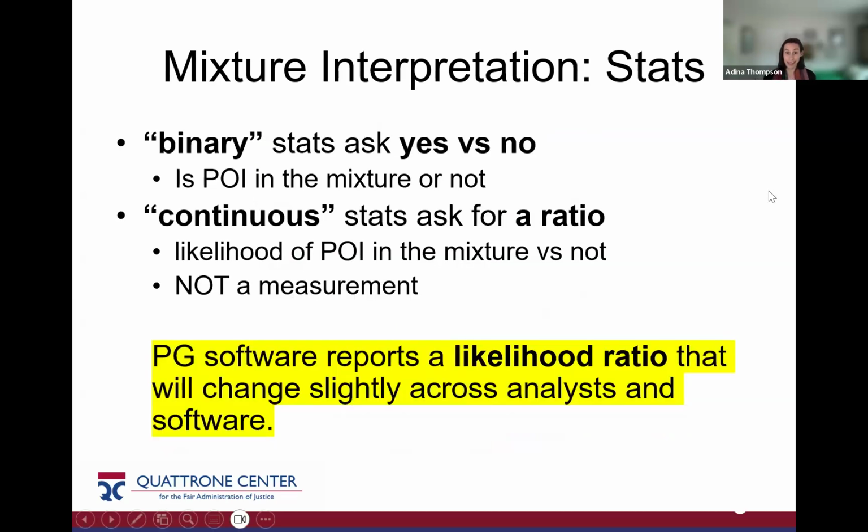So let's talk about stats. There are 2 kinds of statistics that have traditionally been used to deal with mixtures. Binary statistics ask just a yes or no question. Is the person of interest in the mixture or not in the mixture, right? You have to say a definitive yes or no. And those conclusions really only use the alleles that are located at any locus. They don't really use additional information from the electropherogram.